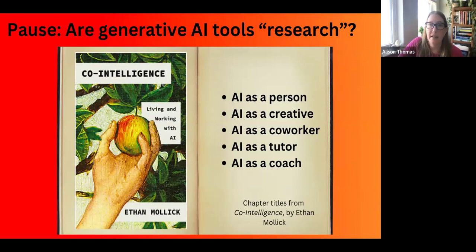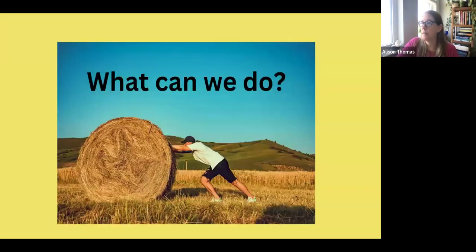You've probably also seen, if you use YouTube at all, or maybe this is just me because the algorithms come right my way, the Grammarly advertisements for Grammarly's writing assistants. They're using words like assistant and tutor and partner to describe what AI is doing.